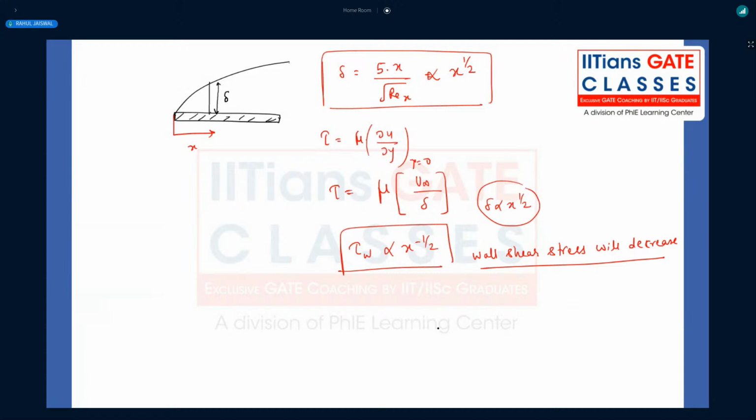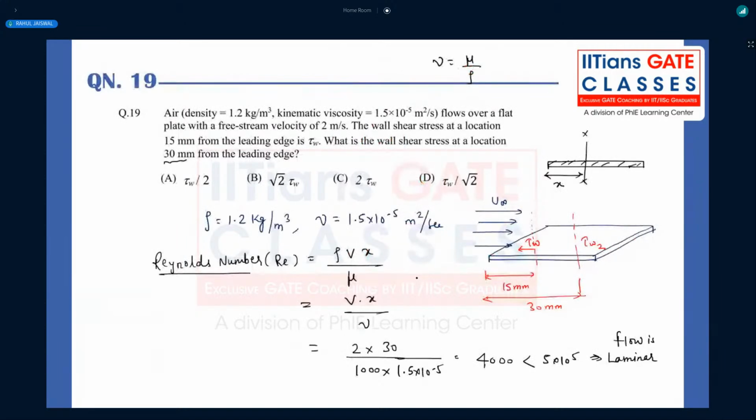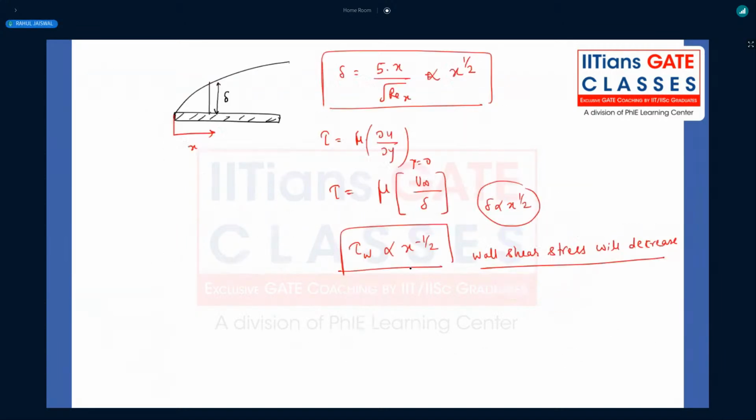That much resistance, which is being felt by the lower fluid from the flat plate, will not be there, right? So that's why the wall shear stress will decrease. Now coming to the question, as they have given the distance at x equal to 15 mm, whatever the wall shear stress is there, we need to find what the wall shear stress is at a distance x equal to 30 mm. And we know this relation.